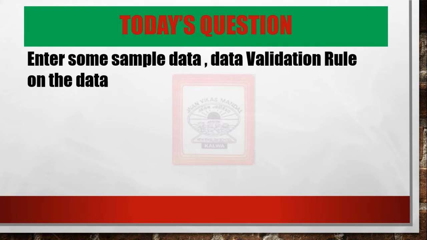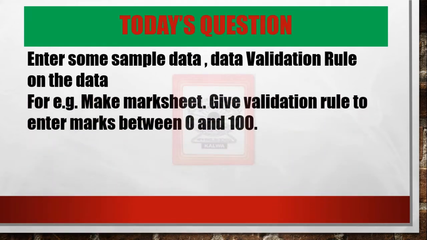Now for today's question, we are going to enter some sample data and give some data validation rule on that data. For example, we are going to make one mark sheet. If you remember, for a mark sheet we put roll numbers, names of the students, then subjects. While entering the subject marks, suppose the semester marks are out of 100, and by mistake you enter more than 100. Your total may be correct, but you have entered the wrong input. More than 100 is not possible out of 100.